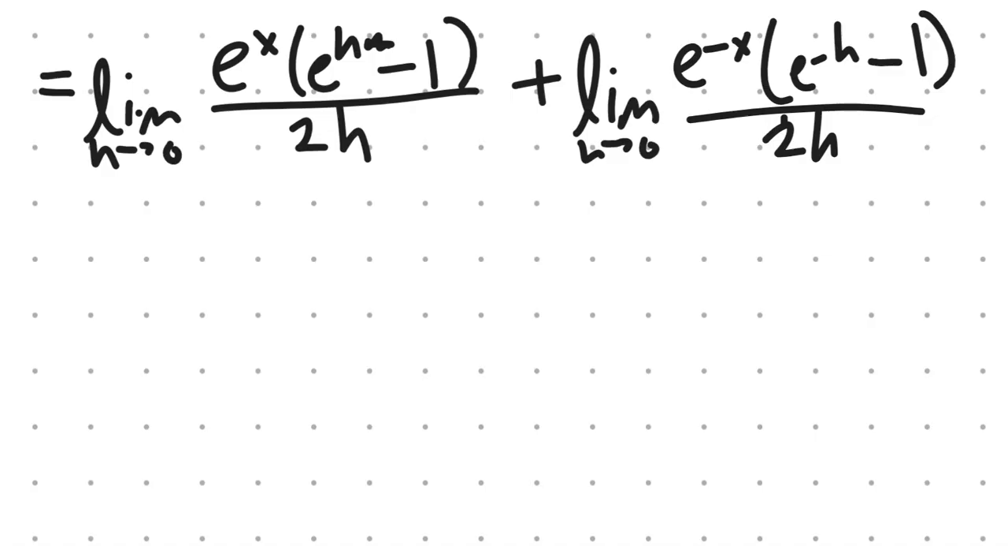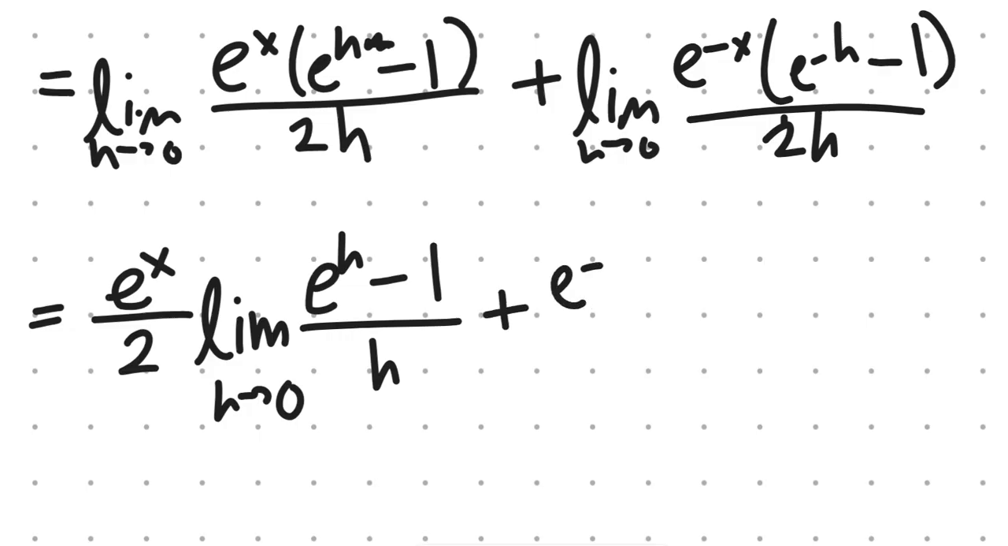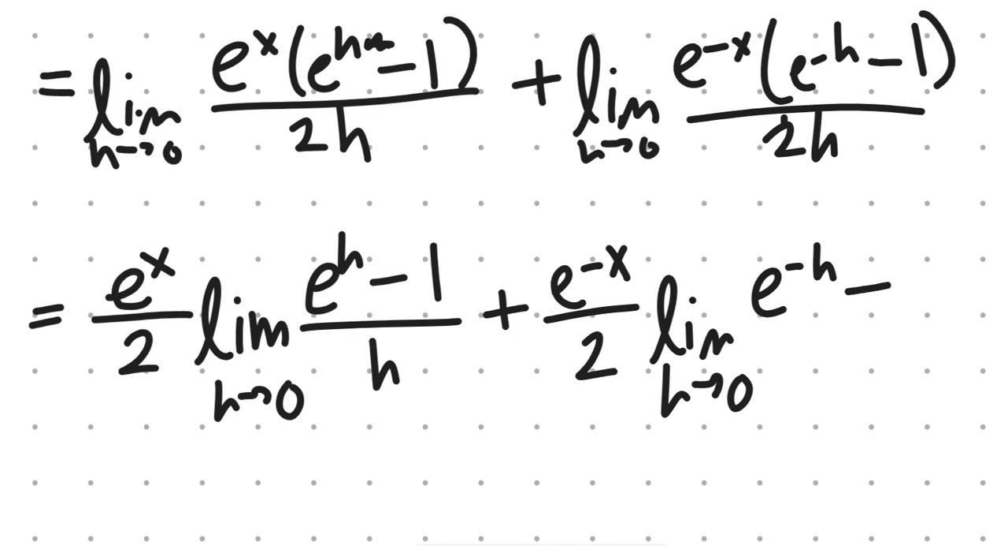Now, e to the x and the 2 and e to the negative x and the 2 are both independent of h, so we can put them outside the limit. So we will have e to the x over 2 times the limit as h approaches 0 of e to the h minus 1 over h, plus e to the negative x over 2 times the limit as h approaches 0 of e to the negative h minus 1 over h.